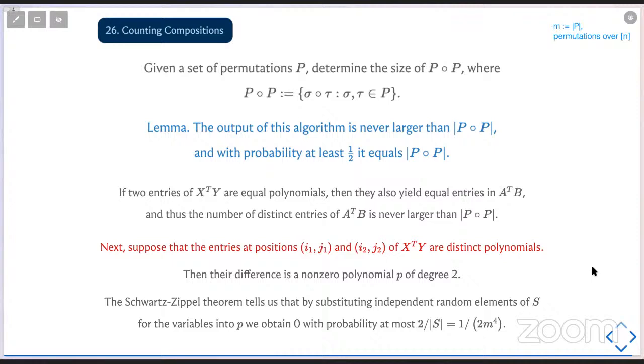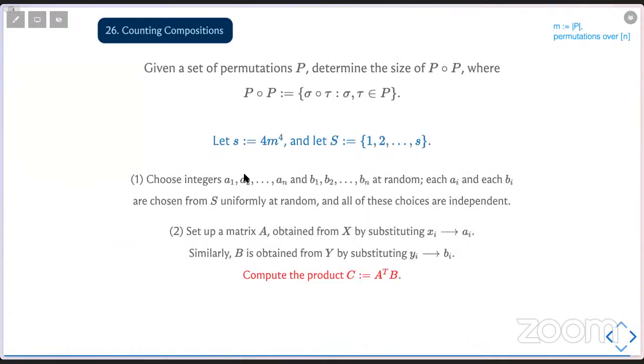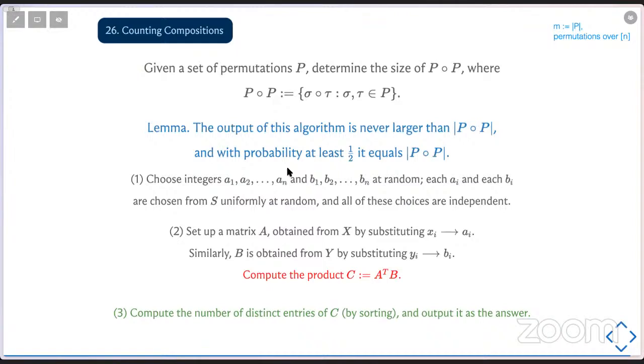So S was a fixed subset from which we are randomly picking values. So our probability of error is at most d over the size of S by Schwartz-Zippel. And because we have chosen S to be, I think that bit is gone from the slides, but if we go back, we can confirm that we had chosen the set from which we were sampling to have 4m to the 4th many elements.